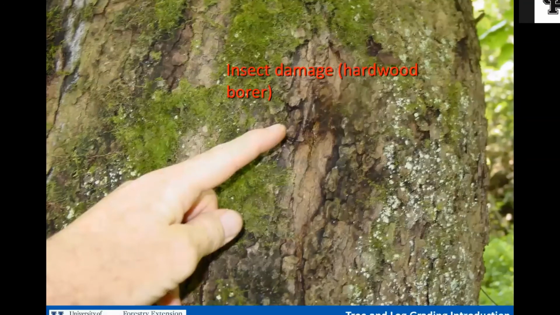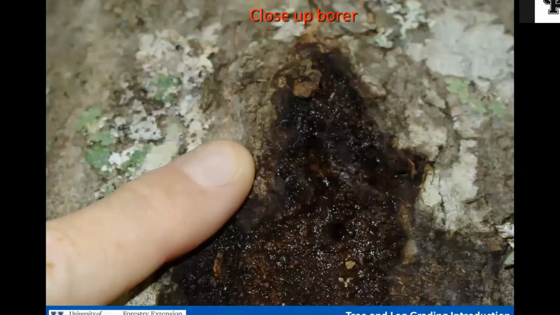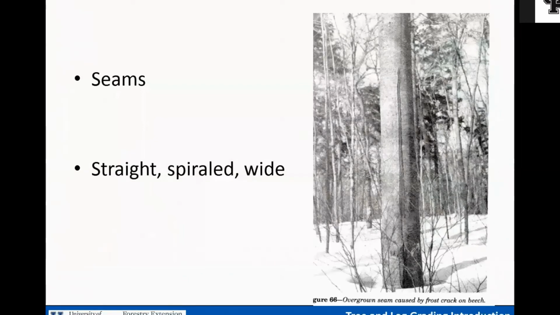So you've got all kinds of insect damage, different borers. It's tough to see this picture here. We'll have a few more. Here you can see a hardwood borer, and you can see the stain going down the tree. Here's a close-up of that, and you can see where it's weeping, and you can see the entrance holes. And those do cause defects with time. Any holes or seams. Seams are a big one. You'll get frost cracking that'll go up trees. It can be straight, it can be spiral, it can twist around the tree, it can be really thin, it can be wide and open.